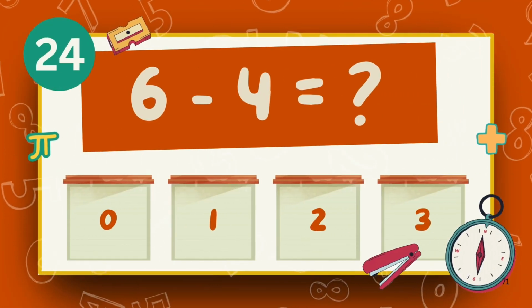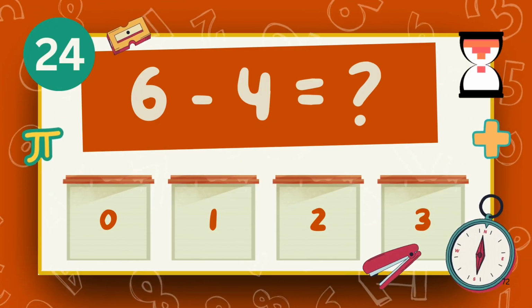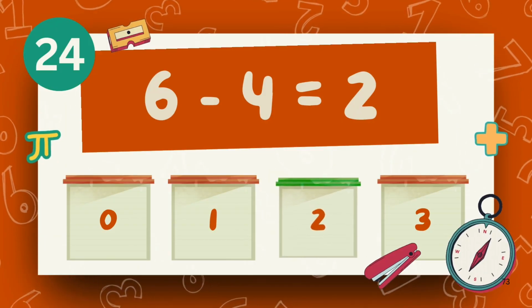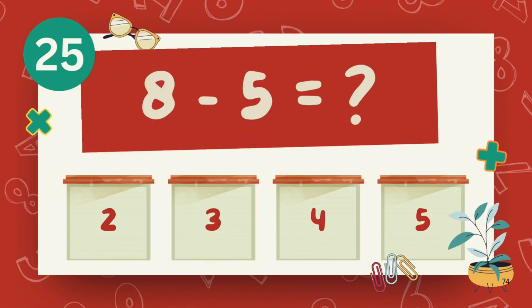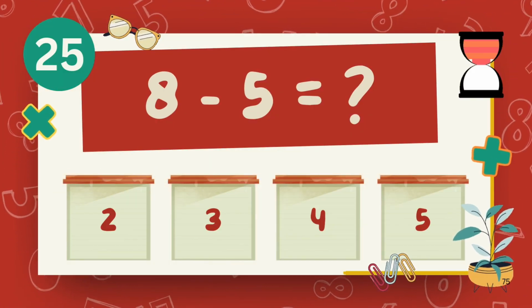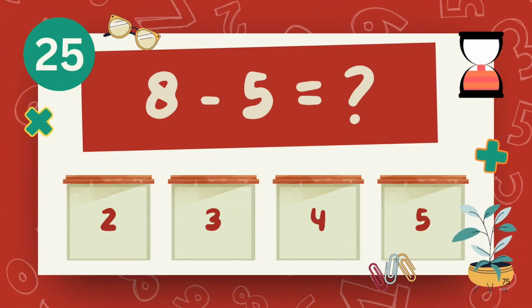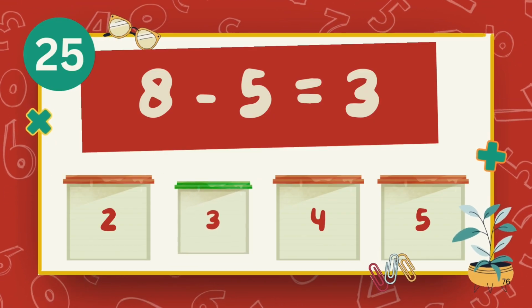What is 6 minus 4? The answer is 2. What is 8 minus 5? The answer is 3.